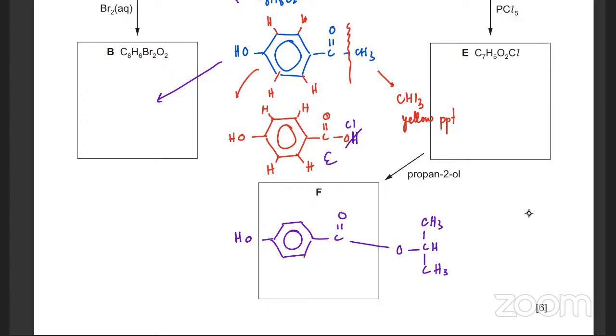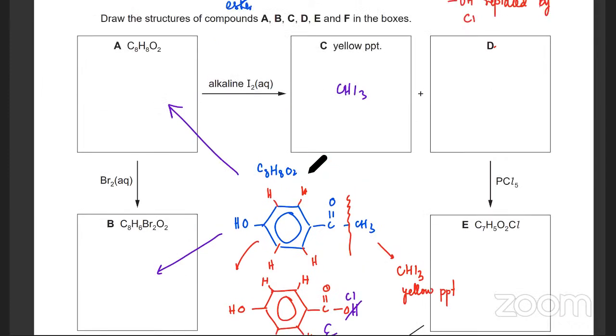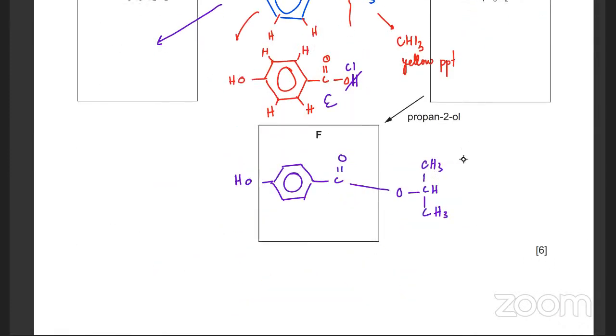And they're very good at forming esters. So F is going to be an ester. Remember, esterification happens by two routes. One is you need a carboxylic acid reacting with an alcohol, and the H and OH would be lost.